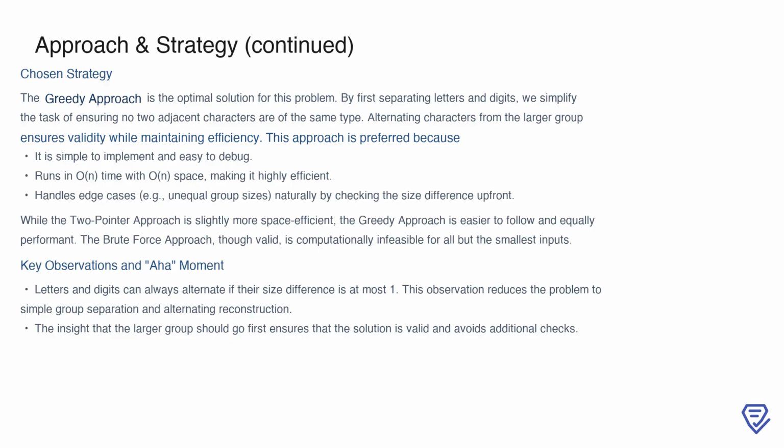A key insight here is that letters and digits can always alternate if their size difference is at most 1, which reduces the problem to a straightforward process of grouping and reconstruction. By prioritizing the larger group, we eliminate unnecessary checks and ensure validity.